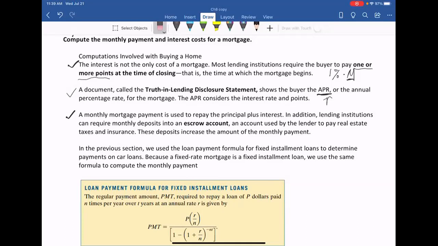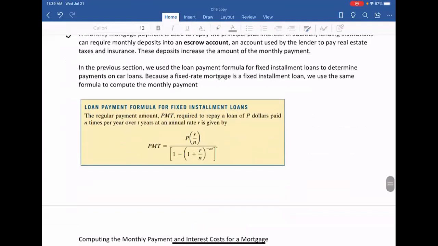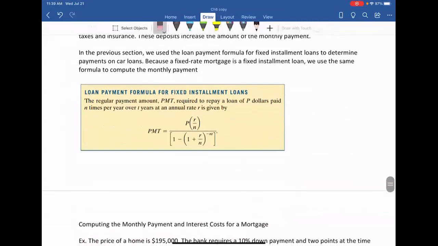In the previous session, we used the loan payment formula for fixed installment loans to determine the payment on car loans. Because the fixed rate mortgage is a fixed installment loan, we use the same formula to compute the monthly payment. Here is the formula.